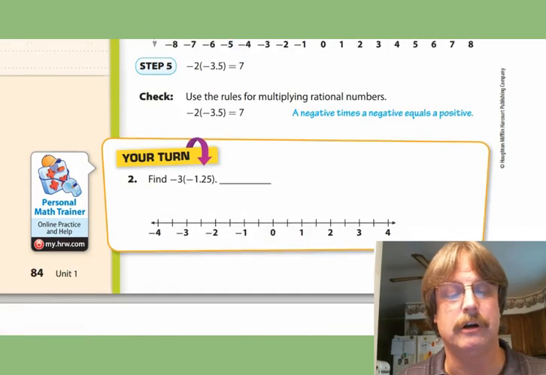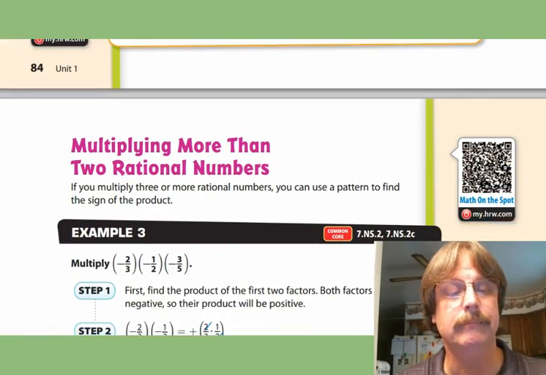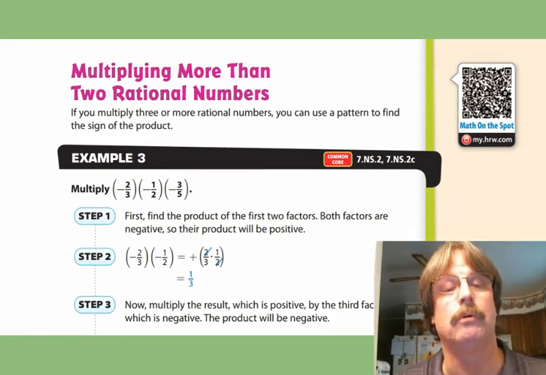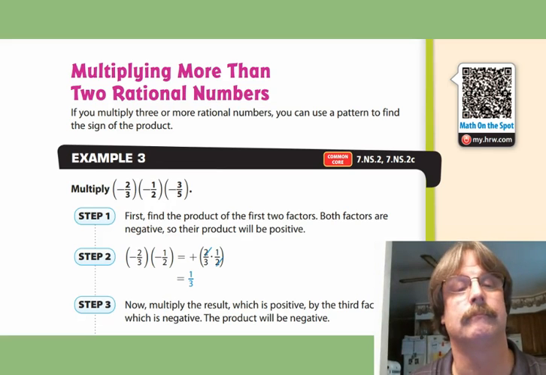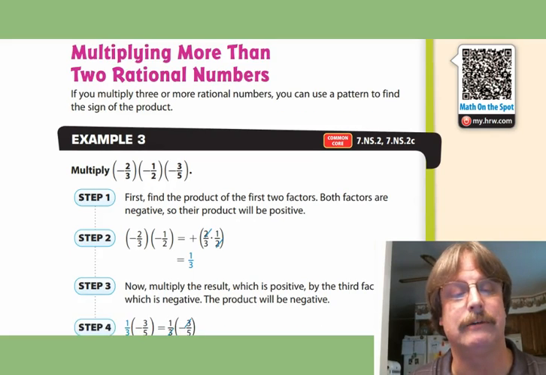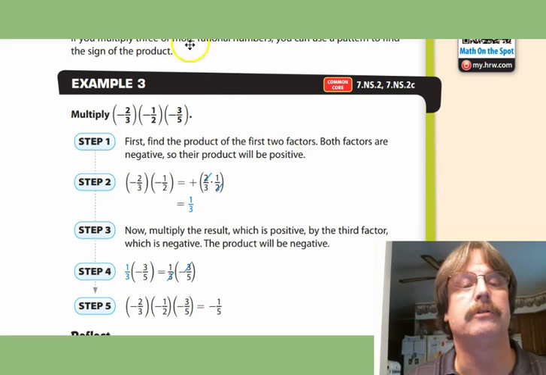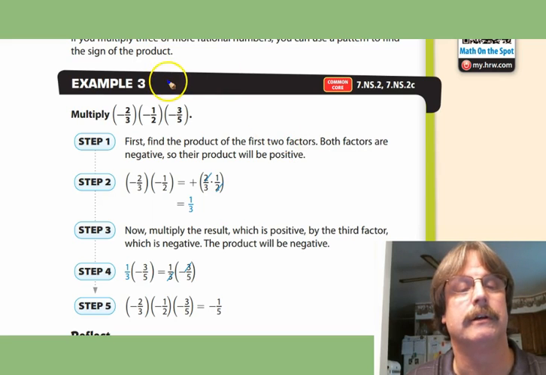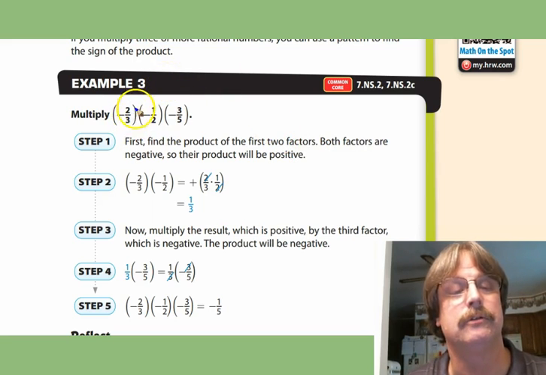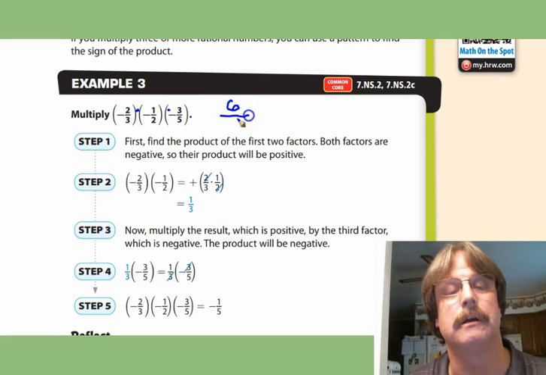So we have the your turn. Go ahead and do that. What happens when you're multiplying more than two rational numbers? Well, if you go back to what I was just telling you a few minutes ago on the other screen, you simply multiply straight across. So we're going to take 2 times 1 times 3. So 2 times 1 is 2, times 3 is 6. 3 times 2 is 6, times 5 is 30.